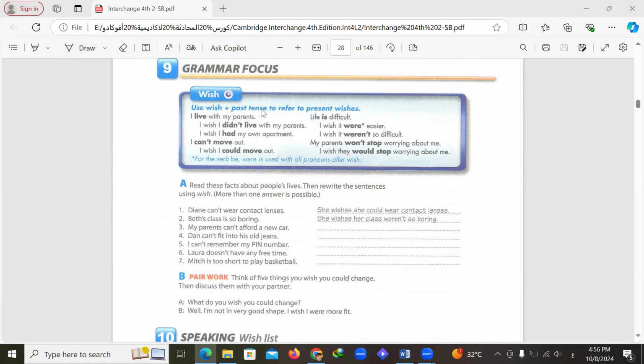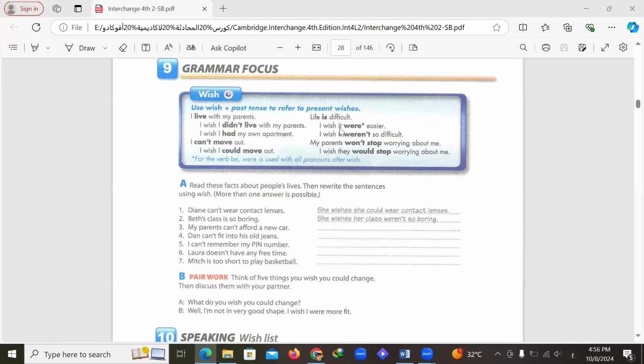Use wish plus past tense to refer to present wishes. Although I use past tense after wish, I express my present wish. If it isn't clear, you can pause the video and repeat it many times. I live with my parents. I wish I didn't live with my parents. I wish I had my own apartment. Had here is a past form of have, not related to past perfect at all. I can't move out. I wish I could move out. Life is difficult. I wish it were easier. Here I use were with it.